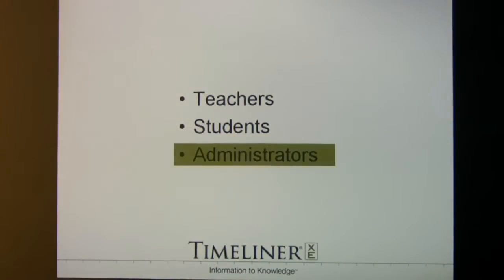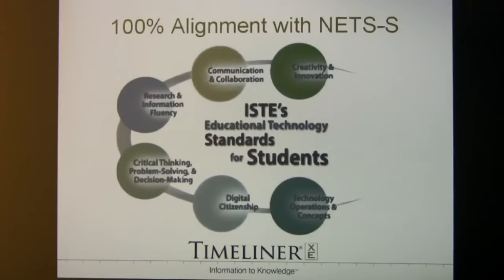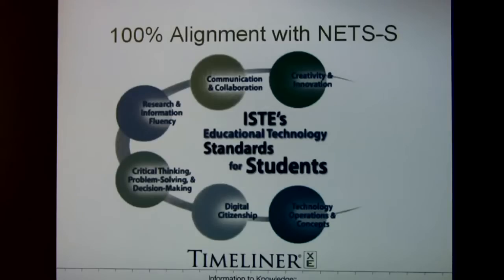So how can you reach your district's goals as well? First of all, Timeliner is aligned to all your state standards, and we have standards correlations on our website. But additionally, Timeliner is in 100% alignment with the ISTE NETs. The NETs are standards that measure students' performance in the knowledge, skills and attitudes that are needed for the digital age. There are 6 major strands, and those are aligned 100% with Timeliner.